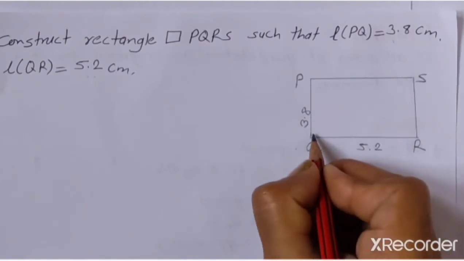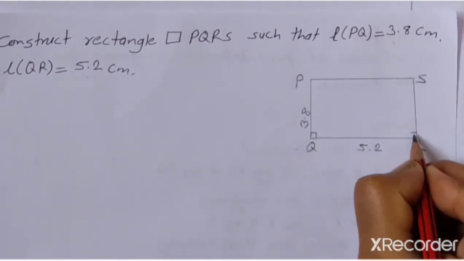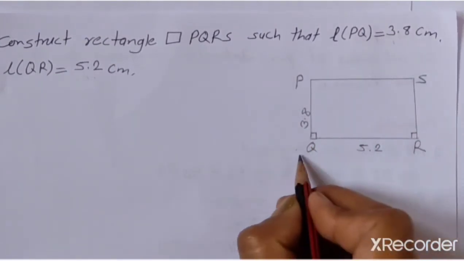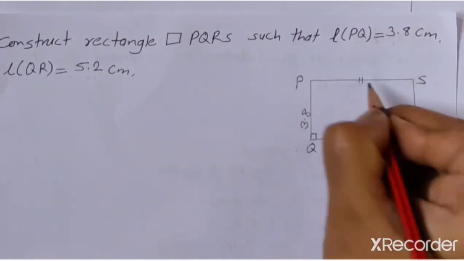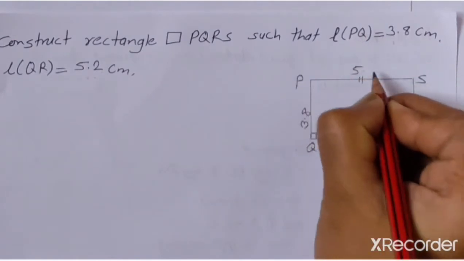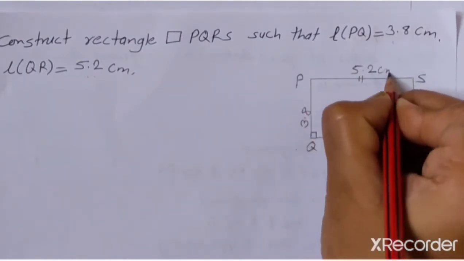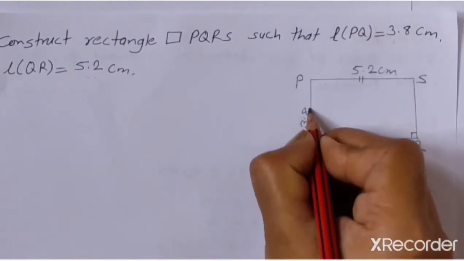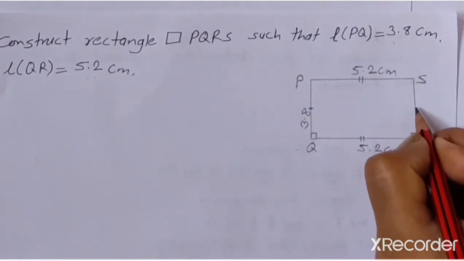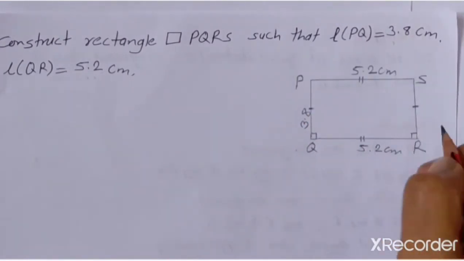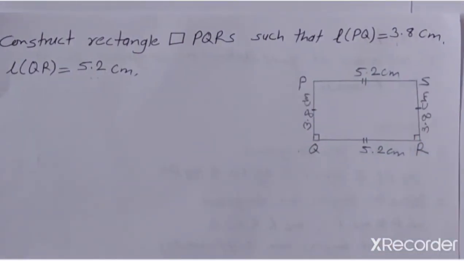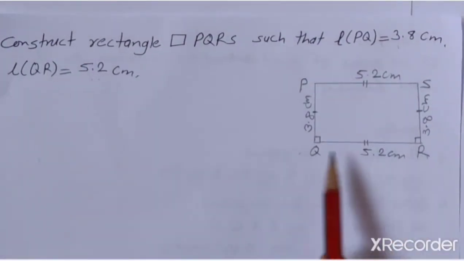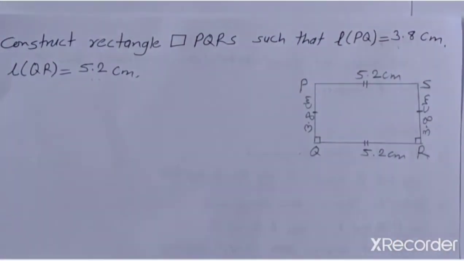We know that the measure of these angles is 90 degrees. Again we know these opposite segments are congruent, so this measure is also 5.2 centimeter, and opposite to PQ, which is 3.8, is SR, which is also equal to 3.8 centimeter. Now let's start its construction. First we will construct its base, which is equal to 5.2 centimeter.